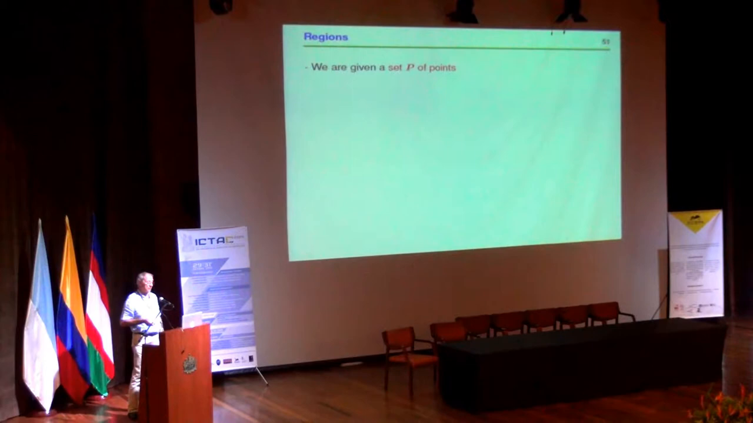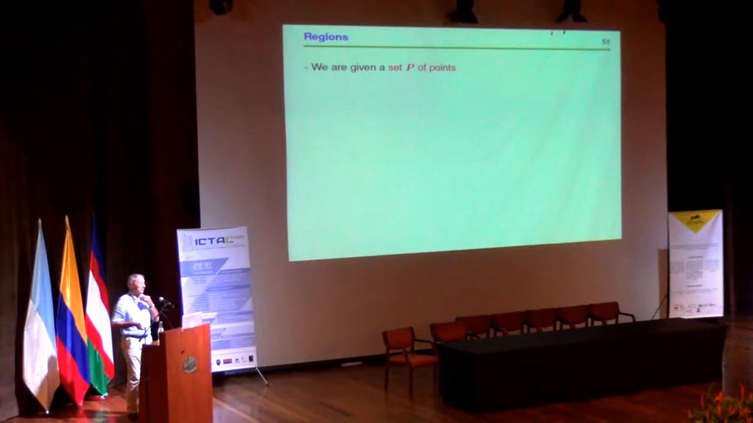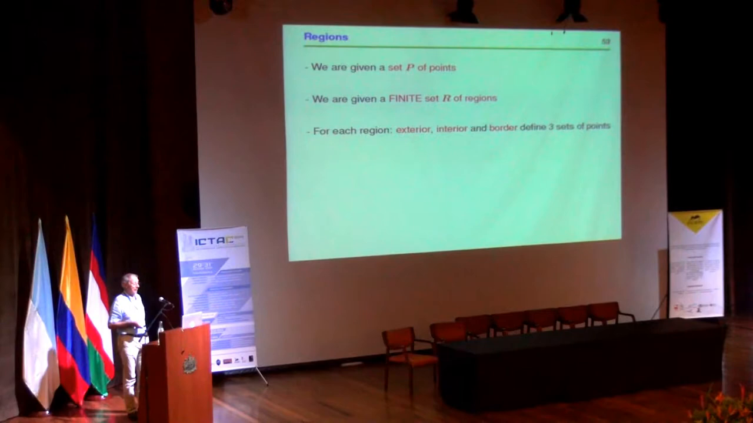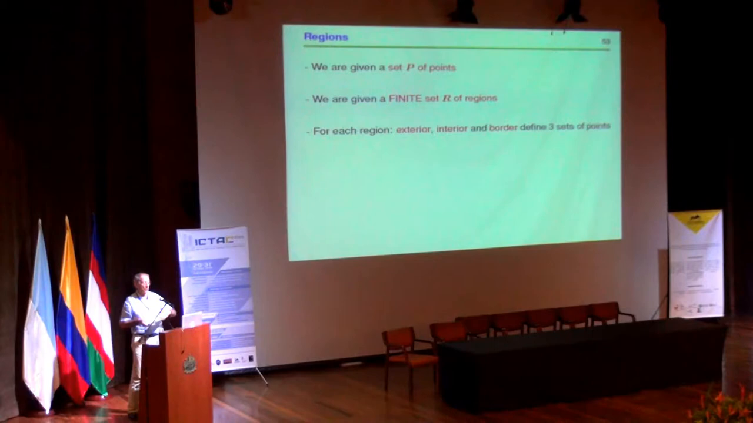I suppose we are given a set P of points, probably an infinite set. And we are given a finite set R of regions. And regions are defined by the exterior, the interior, and the border. And these elements for each region define three sets of points.